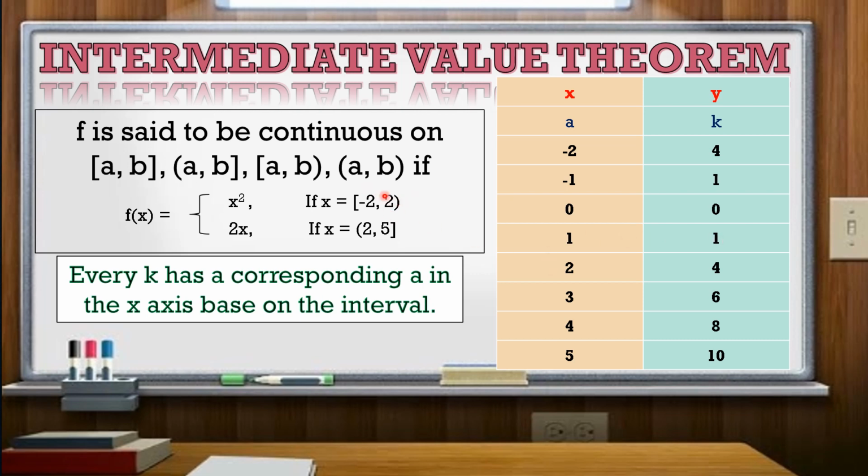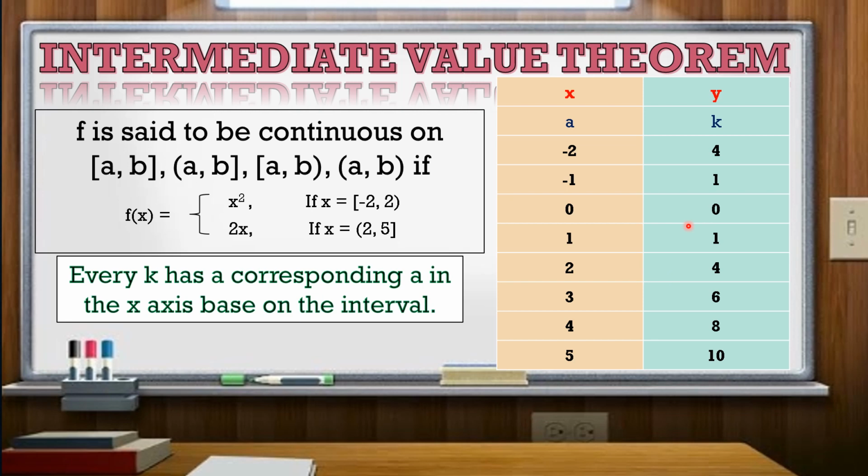So 2 squared is 4, and 2 times 2 is also equal to 4. So pareho din sila, then we will get 4. 3 naman, nasa pagitan ng 2 and 5, so the function is 2x. So 2 times 3 to get 6. Yung 4 naman natin, function is 2x kasi nga nasa pagitan siya ng 2, 5. So 2 times 4 is 8, and 2 times 5 is 10. So ito yung mga values ng ating piecewise function.